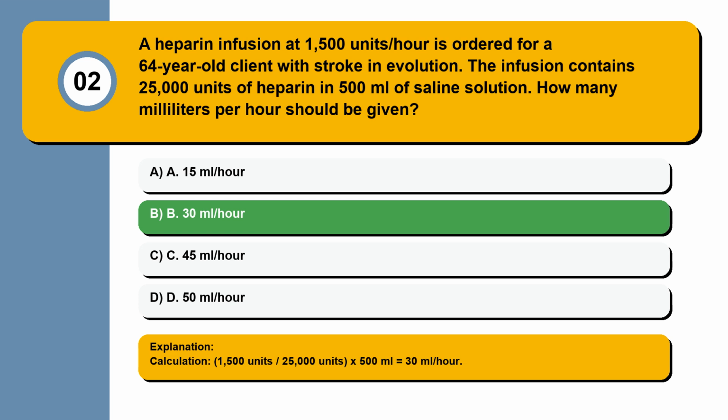Calculation: 1,500 units/25,000 units, x 500 milliliters equals 30 ml/hour.